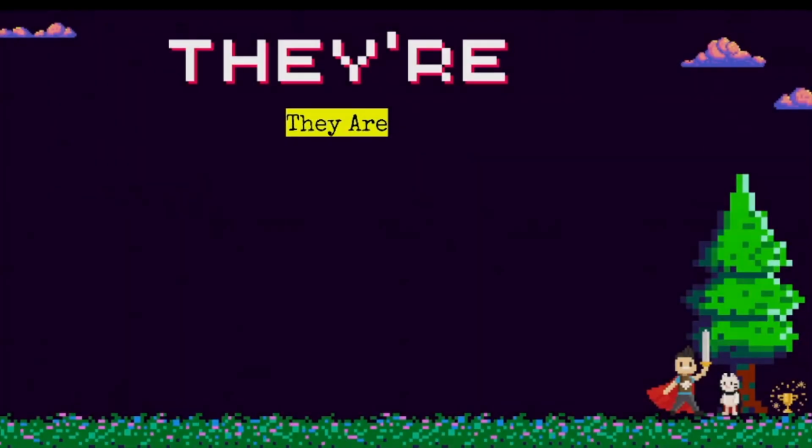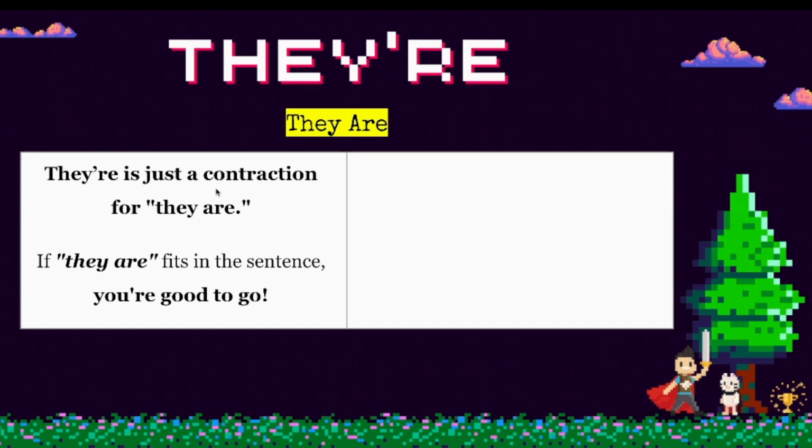The last there is T-H-E-apostrophe-R-E. And simply this one stands for they are. When we have a contraction like this, when you have this little apostrophe, all that is doing is it's a placeholder for a letter. So basically we took out the letter A and we're replacing it with this little apostrophe thing. So that's how you can remember it. It's they are. So there is just a contraction for they are. So if they are fits in the sentence, you're good to go with this spelling.